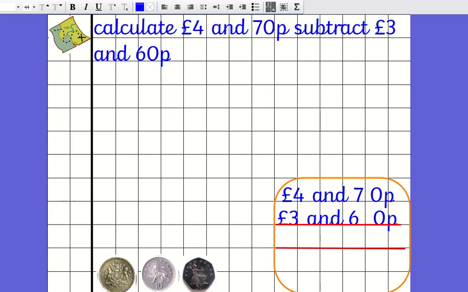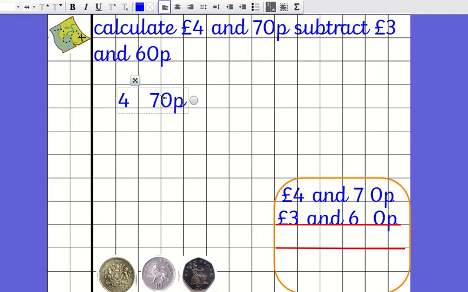Calculate £4 and 70p, subtract £3 and 60p. Again, if you want to use the coins, you could do, but I would like you to try doing it this way. Now, some of you might convert that just into pence, so you might do 470 pence.